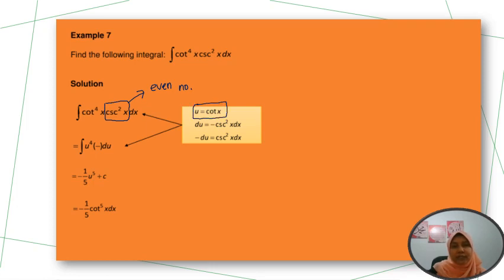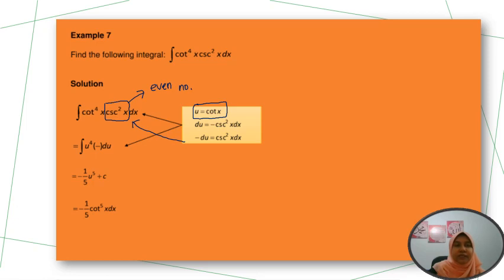You get the idea. So if we differentiate the cotangent x, we will get negative cosecant square x dx. So negative du equal to cosecant square x dx. Then we can substitute cosecant x square with negative du. And then this cotangent x, you must substitute with u. So u power 4 times negative du.